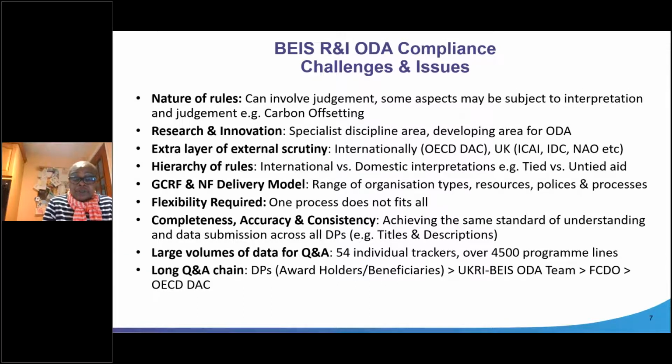Other aspects are that the delivery pool for Newton Fund and GCRF come with a range of organisation types, resources, policies, which means that everyone can do different things. It's not necessarily a one-size-fits-all. Which means it's sometimes difficult to achieve consistency of understanding and data input from all the delivery partners to the same standard, but that's something we're working through. And there is a huge amount of data to get through and a long delivery chain as well. So I think I'd better stop there because I'm going over my time, so my apologies.